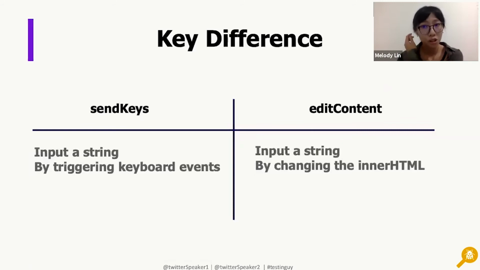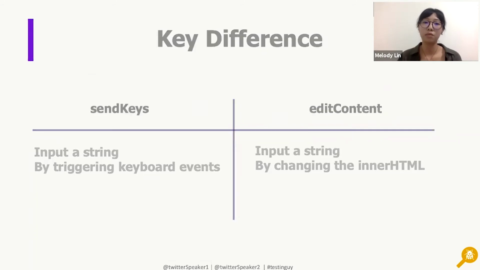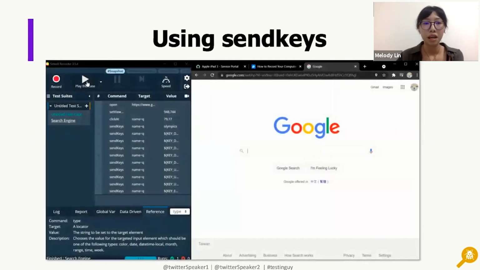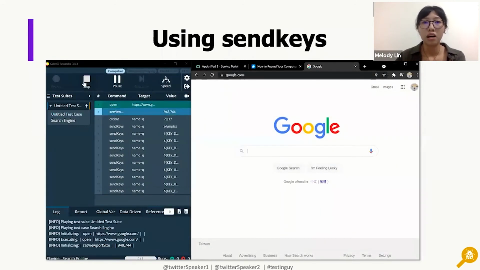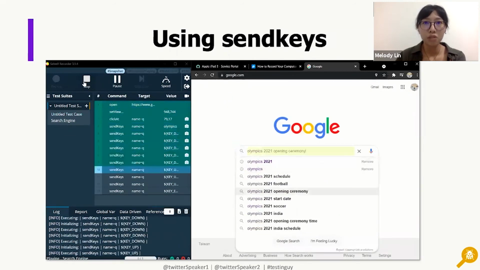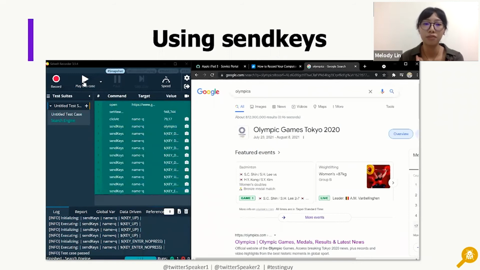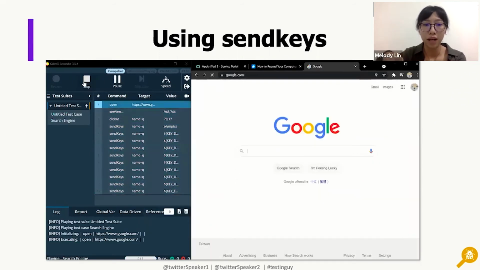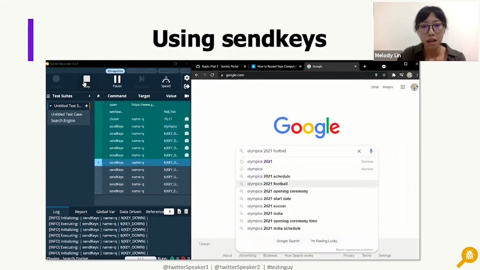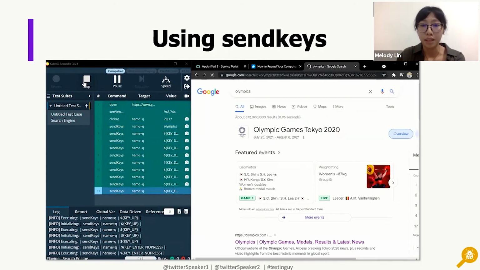This is the T-chart where I listed the key difference between these two commands. And you can see right here in an example. So in a search engine, you usually want to test if your recommendation list pops up. So as you can see in this Google search, there is a recommendation list when you enter some keywords.